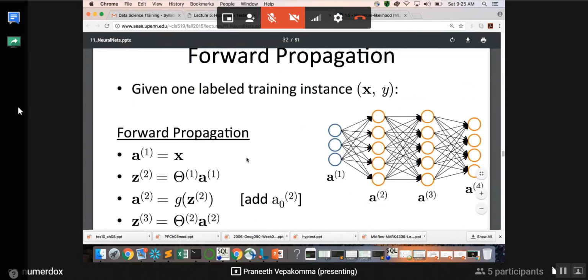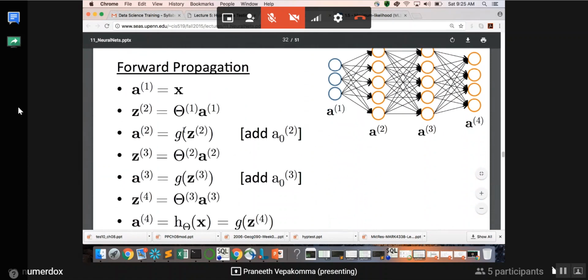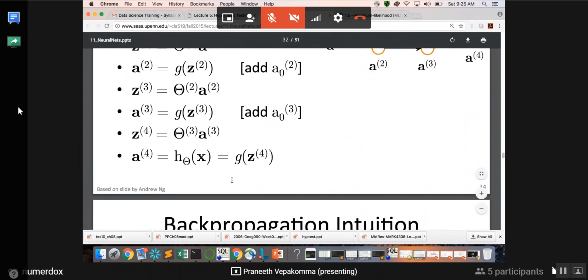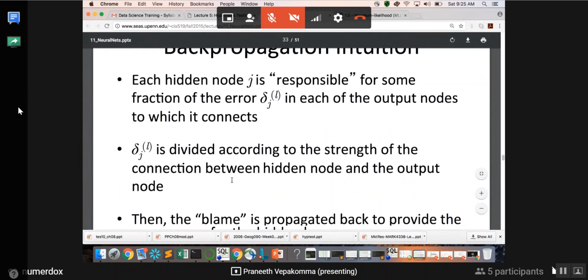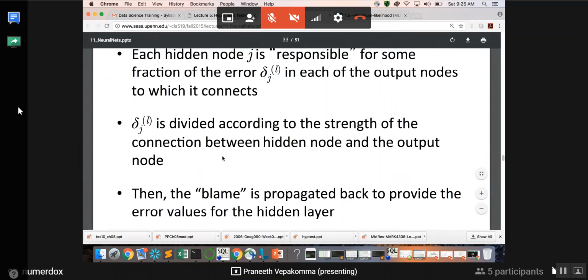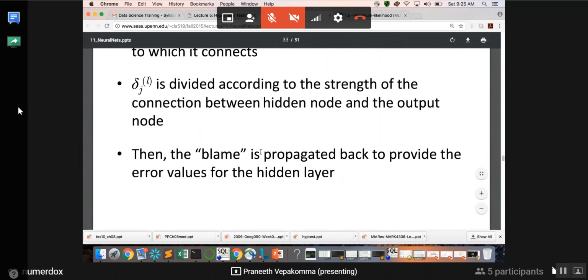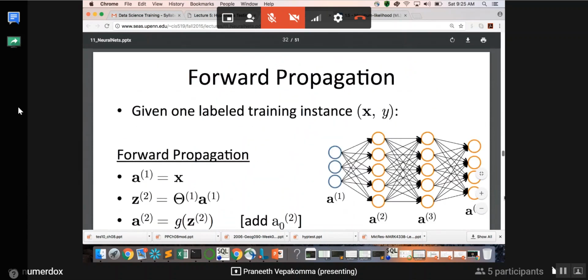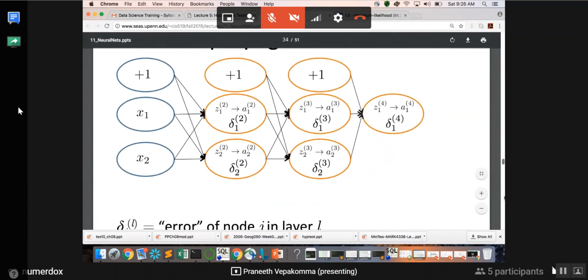Okay, then the backpropagation part. You start with some weights, you compute everything through all the entries, then you observe the error. The error you observe, he's denoting by delta, is the error at the output, and then what you do is the error is divided according to the strength of the connection between hidden node and output node. So then the blame is propagated back. This is again the overall idea in English, right? The backpropagation idea. Oops, this is a good figure.